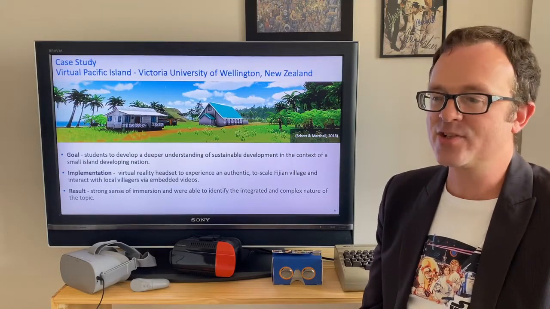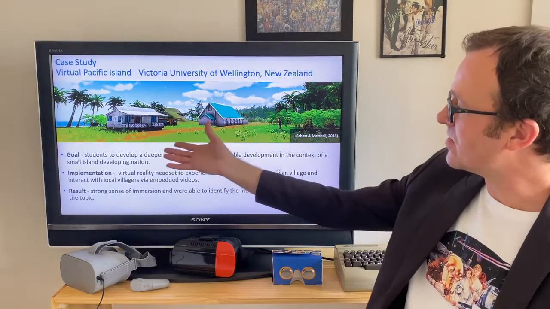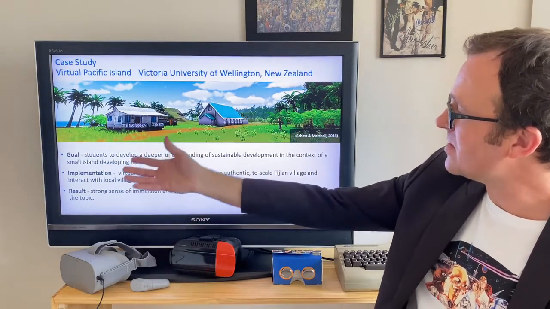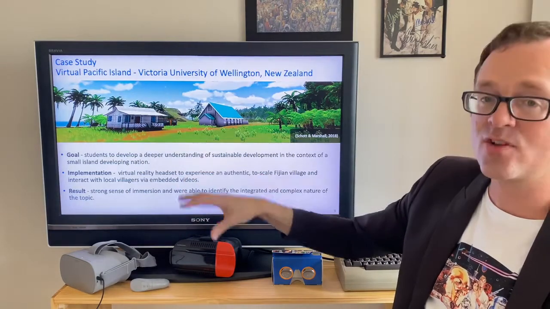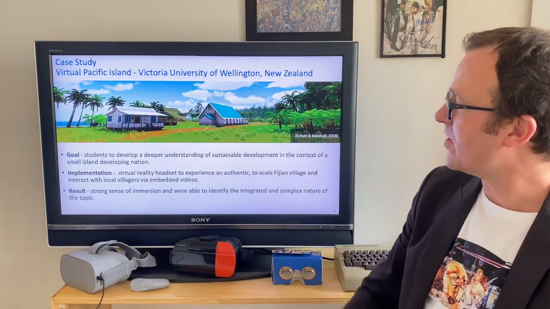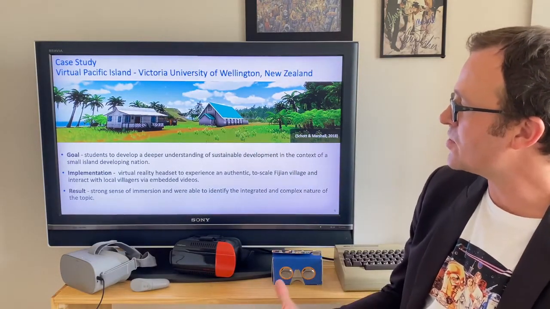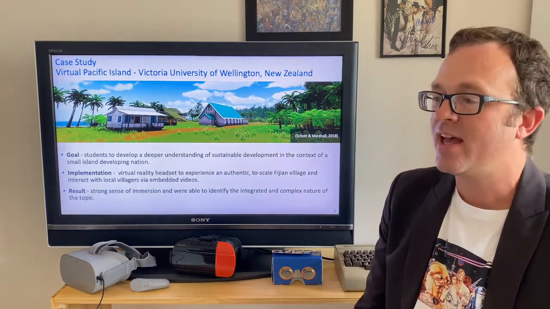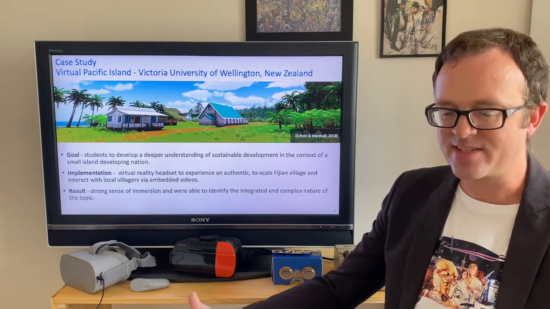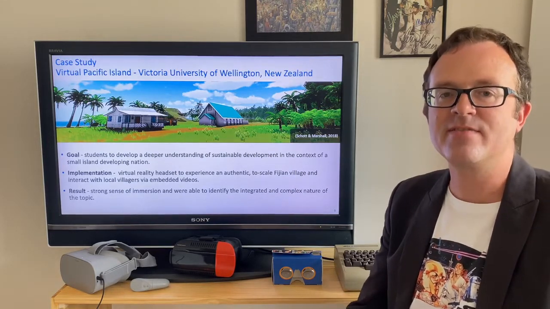So what they did was they built a to-scale, authentically modeled Fijian village. They used Unity 3D, a development environment, and developed a fully constructed virtual world that was to scale and authentically based on site visits to this Fijian village, and allowed the students to explore the village and interact with the villagers via some embedded videos. They used virtual reality headsets to experience this, and it allowed them to get a sense of scale, because they would walk through the village, interact, and hear firsthand from the residents of that village their experiences.